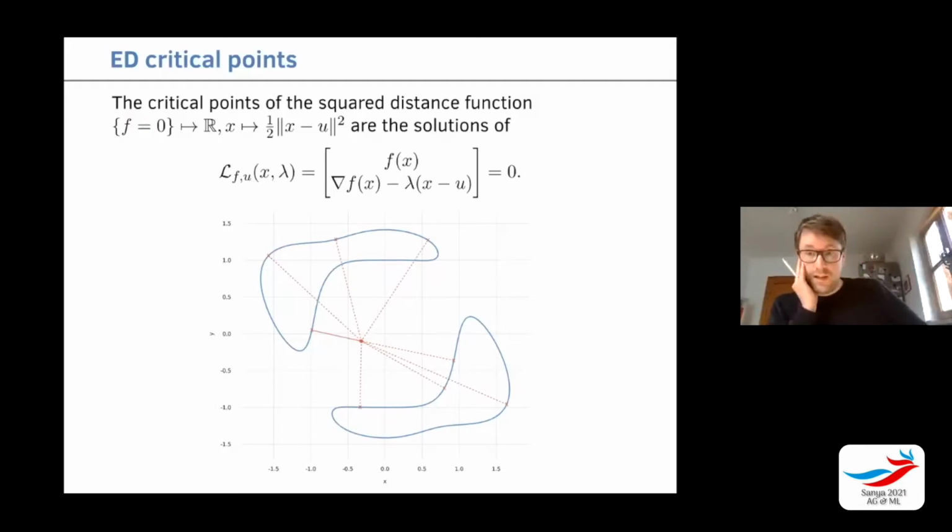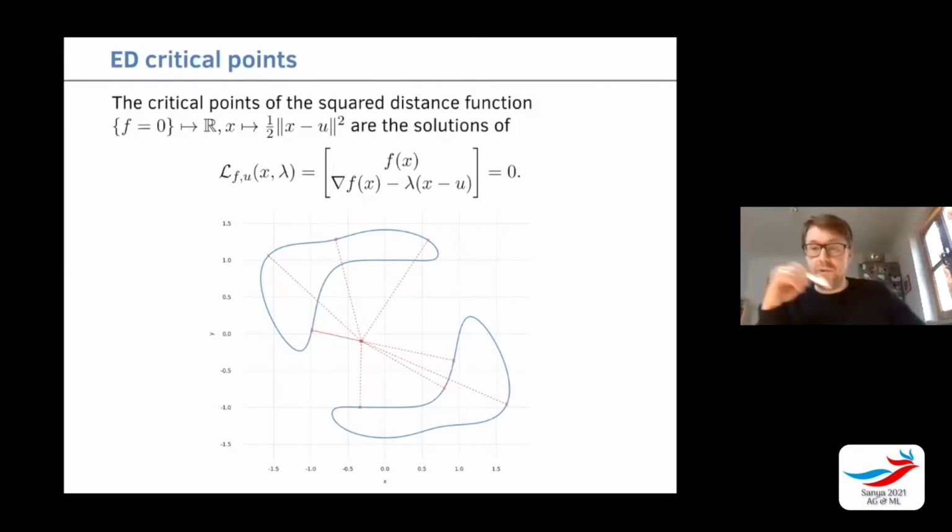Okay. And the way to compute these critical points is by solving the associated Lagrange multiplier equations. This is a system of polynomial equations which looks like this. So I call this L_f,u, and it has variables x and one additional variable lambda. And the equations are first f of x, okay, so x needs to be on the hypersurface. And then the second condition is that the gradient of f at this point is parallel to x minus u, and this is just the derivative of this function, okay? So that's the Lagrange multiplier equations for this particular problem. And solving these equations solves this problem of computing the critical points.